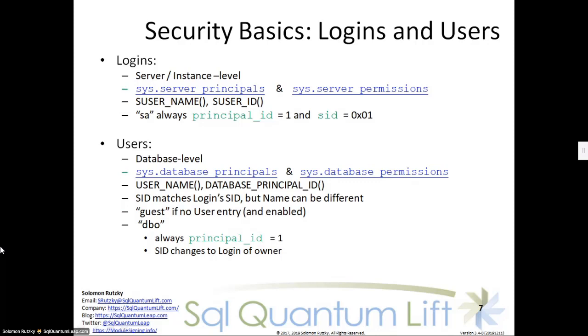And so there's the SA account, the login that people have heard about or used, that always has a principal ID of 1 that doesn't change, and it will always be an administrator. You can't make that not administrator. Users, those are only at the database level, and you can have users that don't have a login, and so there's no instance level permissions there at all.